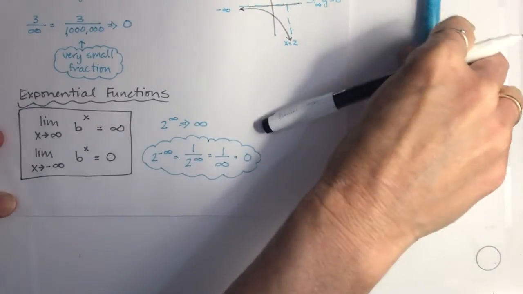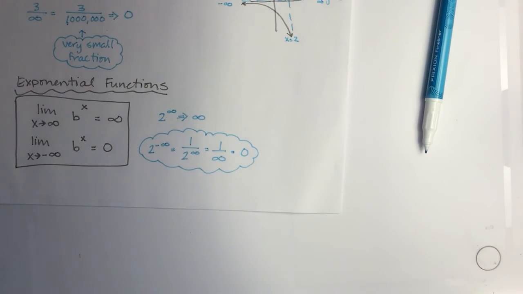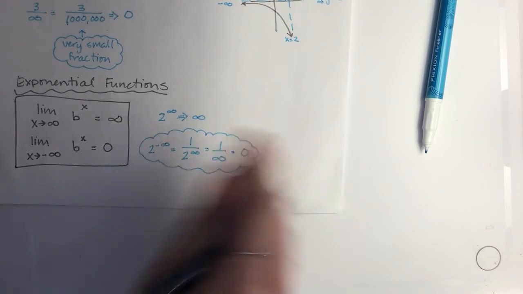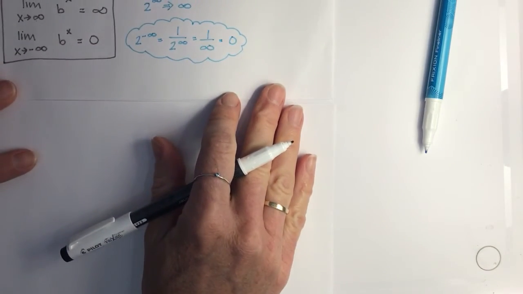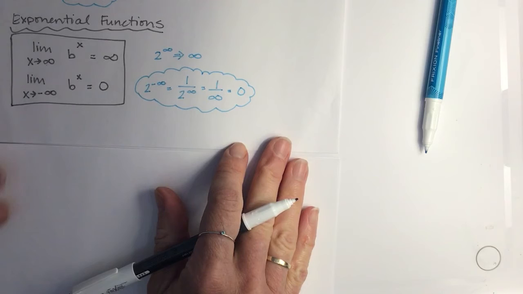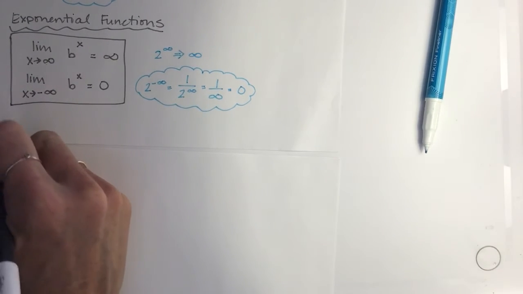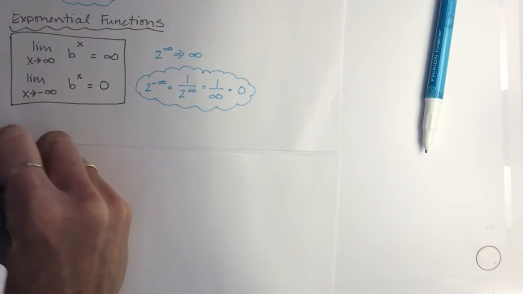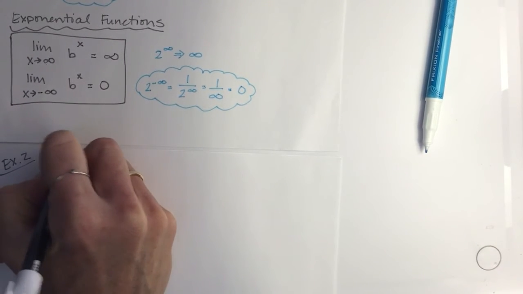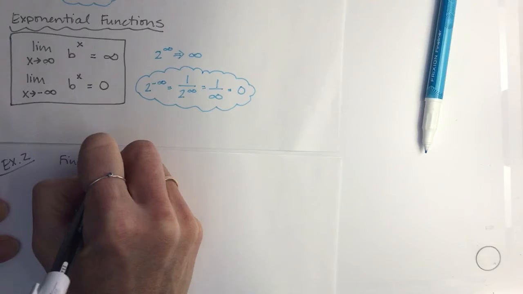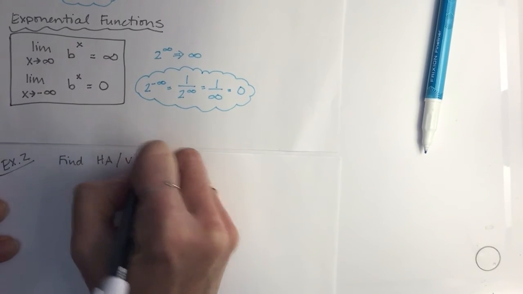Okay. All right. Quick example, and then I'll leave you to it. Let's find both horizontal asymptotes and vertical asymptotes for an exponential function. So example 2 here. Find horizontal asymptote and vertical asymptote.